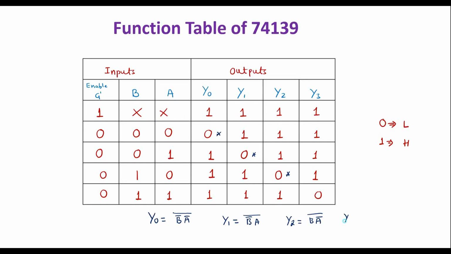Similarly, the Y3 output equation: here we have 0. The corresponding inputs are B is 1, A is 1. That is BA or AB, complement. So these are the output equations. Now with the help of these output equations, let me draw the circuit diagram.